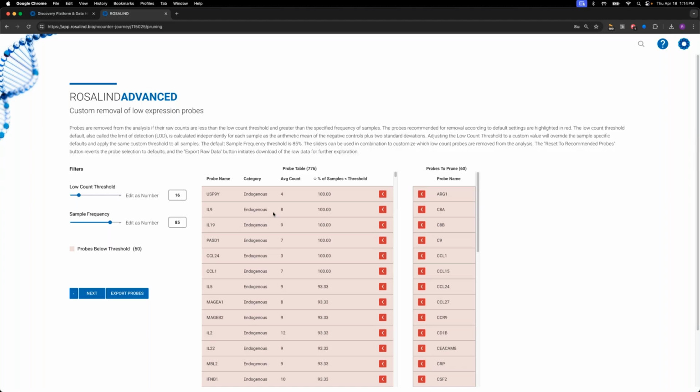So all that being said, let me make this a little more simple and break down what exactly custom pruning is and custom removal of low expressors is. So I'm going to go underneath the hood of what this interface does and explain it to you in a very simple step-by-step fashion. Because what I found is that the more you understand these concepts, the better outcomes you have in your analysis.